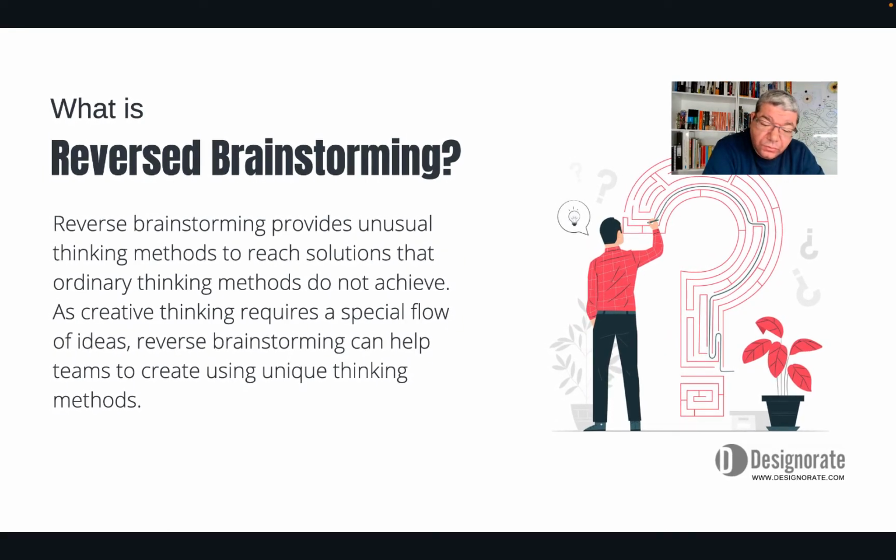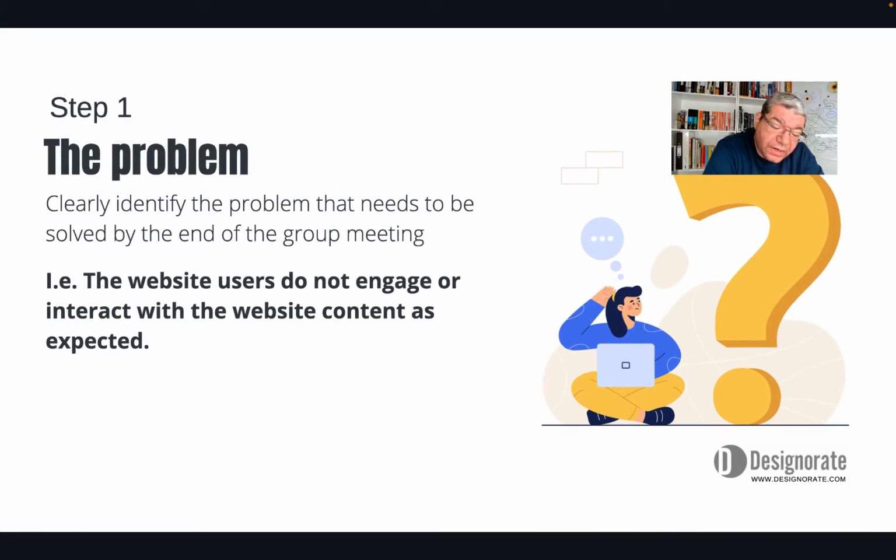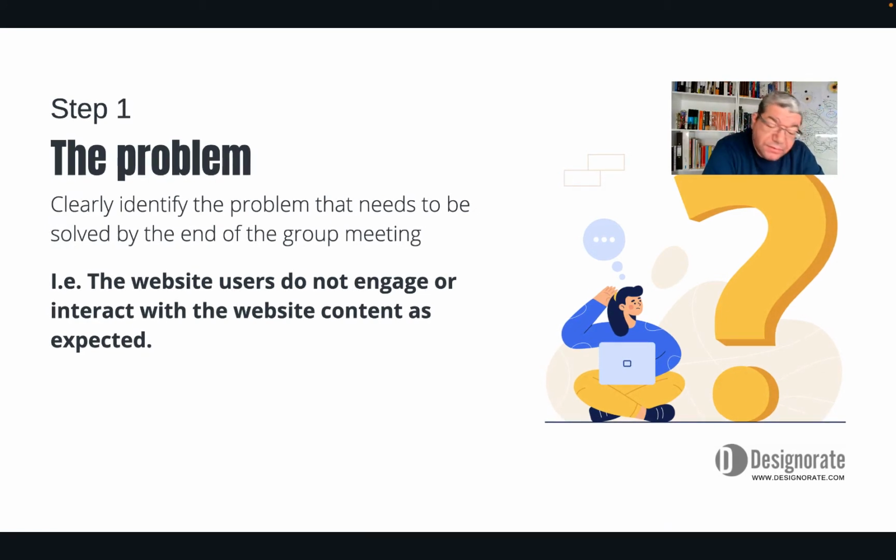Reversed brainstorming provides us with an unusual thinking method to reach solutions that ordinary thinking methods don't achieve. And as you move from one step to another, you go through clarity. The first step is usually to define the problem. Having a clear definition of the problem helps us see it in a realistic way, which can lead to an accurate or more realistic solution.